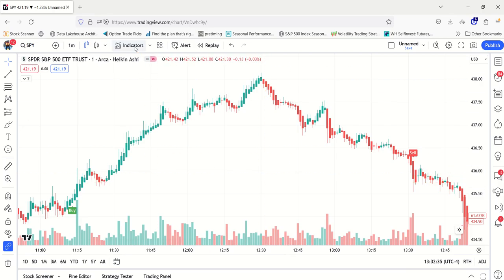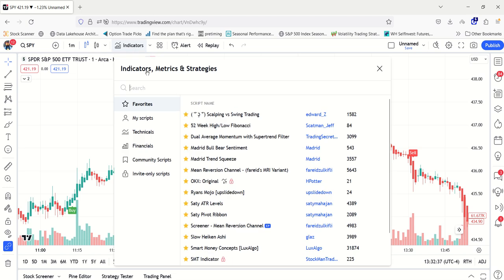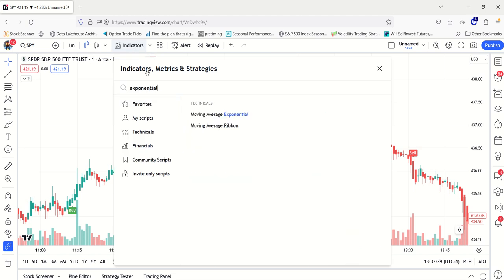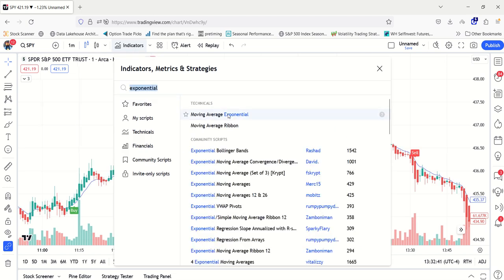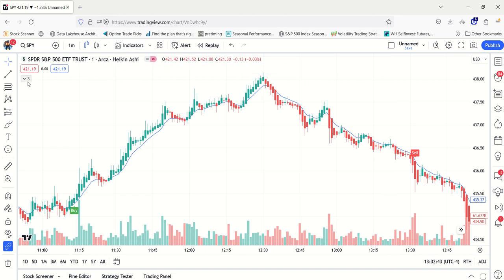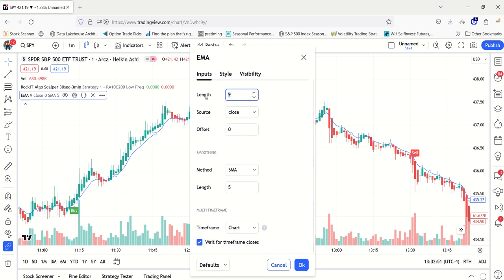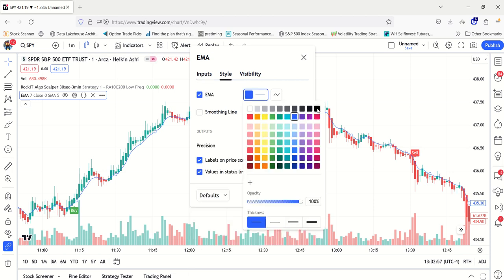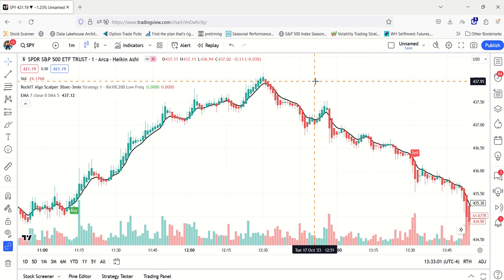Now, the most important thing is to add an indicator, the exponential moving average, and tweak it. Of course, you have the RockIT Algo Scalper 30-second 3 minute strategy here. Define the length as 7, and we just use black. You can use any color and just thicken it up a little bit here. Okay, so now you're all set.